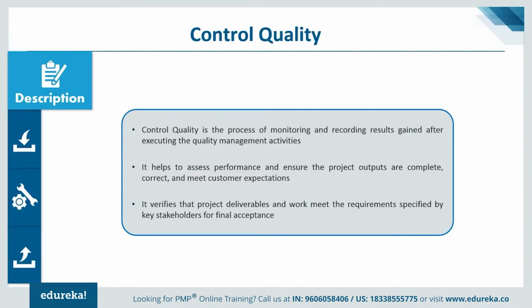We've started executing the plan, and now we started getting some outcomes. It's important for us to record the results of those outcomes and monitor whether they are as per the quality management activities or not. If there is any gap, we need to act upon those gaps. So in a way, it is going to help us assess the performance in order to ensure the project outcomes are complete, correct, and meet customer expectations. Not only that, it will also verify that the project deliverables and work meet the requirements specified by key stakeholders for final acceptance. So there has to be continuous verification and validation happening as part of control quality as well.